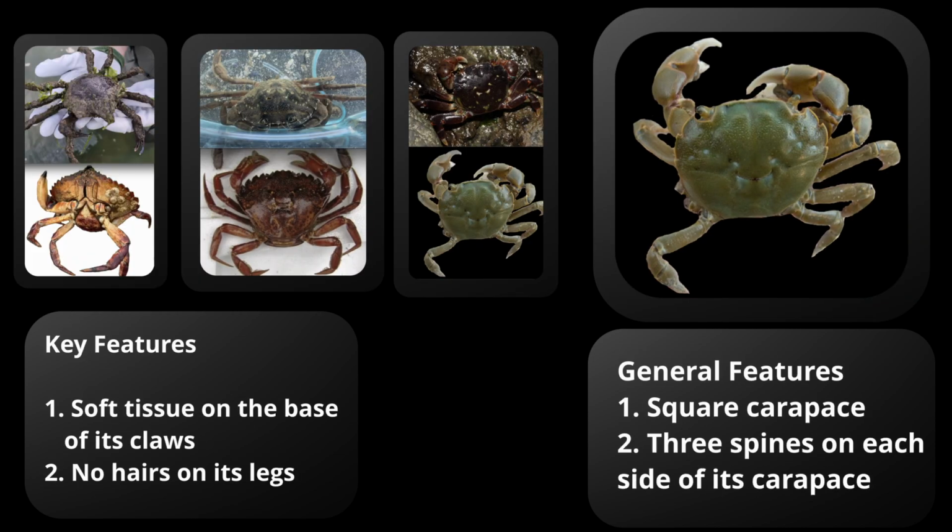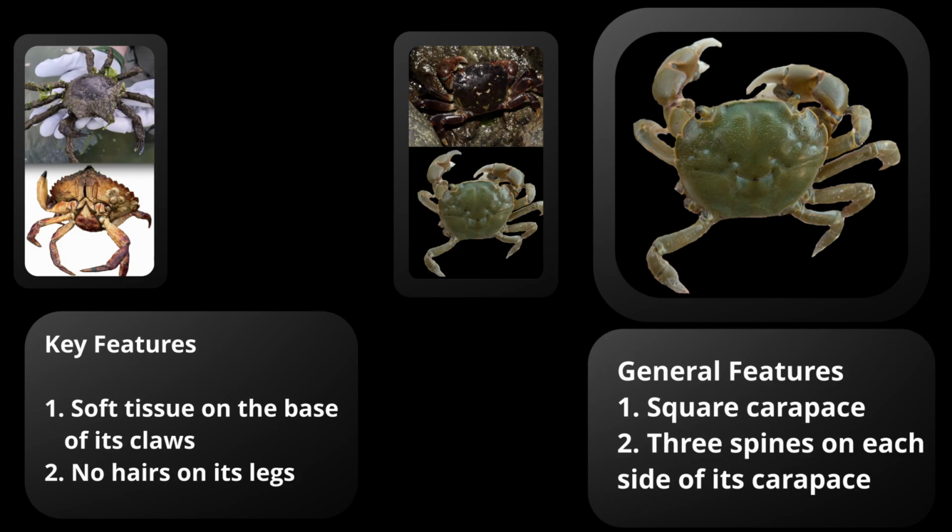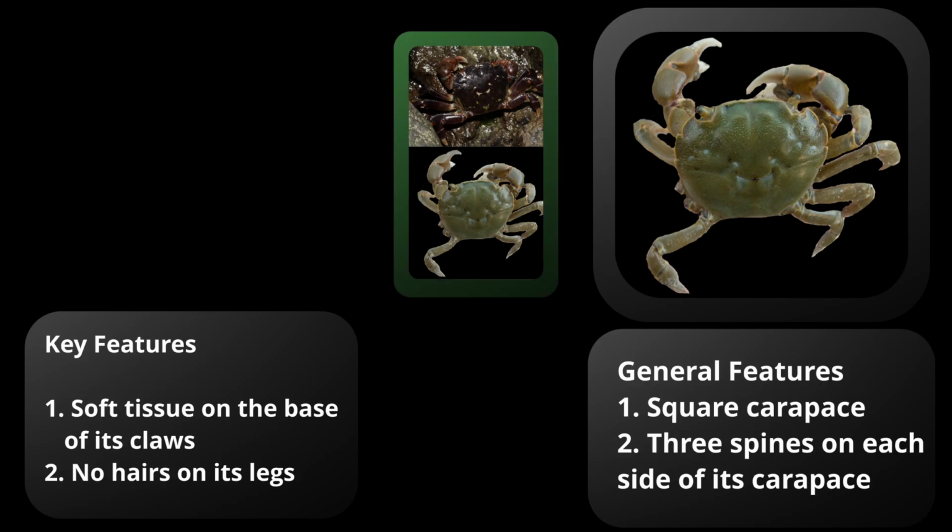Moving on to the purple shore crab, its general features are a square-shaped carapace and 3 spines on each side of its carapace. Its key features are soft tissue at the base of its claws and no hairs on its legs. Again, starting with the general features, we can eliminate everything with the wrong carapace shape. Now, anything that doesn't have 3 spines on each side of its carapace can be removed. We can finally get rid of any that don't have soft tissue on the base of their claws, if we can see them, and do the same for any that have hairs on their legs, which leaves us with these 2 purple shore crabs. And just like that, we found the crabs we were looking for by taking the process one step at a time.